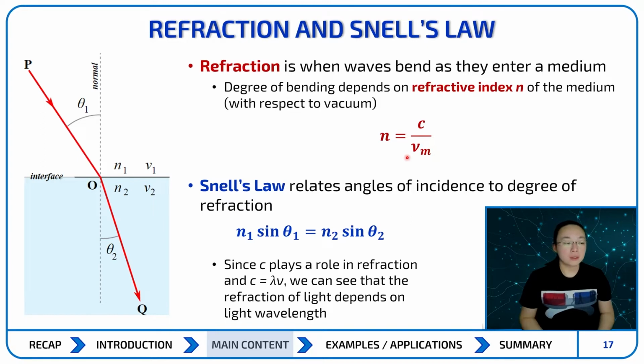We also have to be able to figure out a way to determine what angle the refraction is going to occur at. And that's where Snell's law comes in. So Snell's law will actually relate the angle of incidence, which is theta 1, to the degree of refraction, which is theta 2. So we have n1 sine theta 1 is equal to n2 sine theta 2.